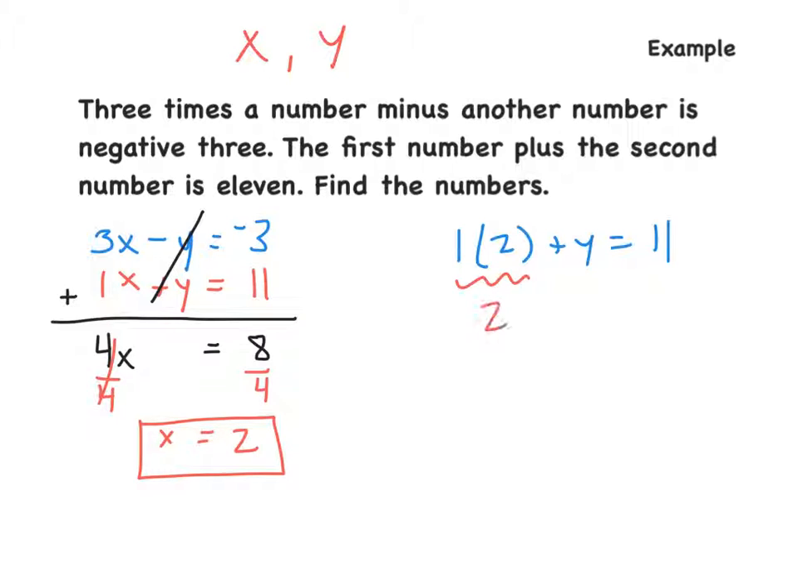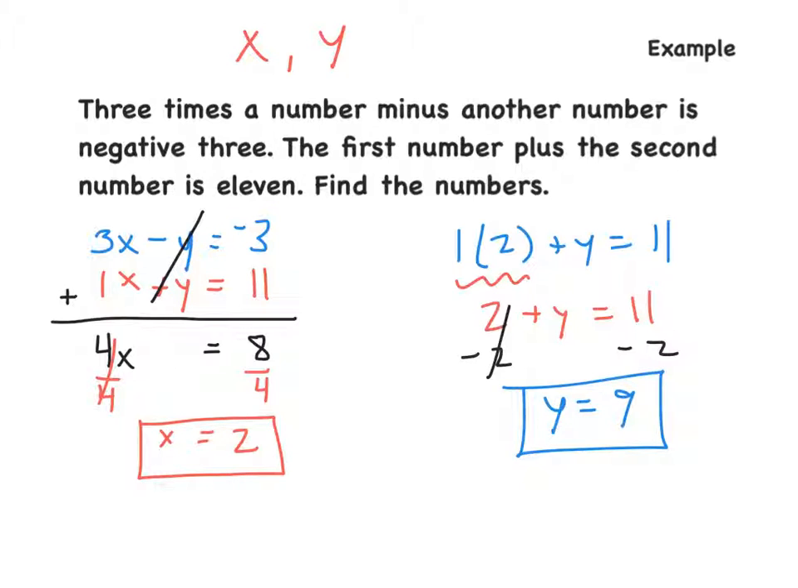Solve this through. 2 plus y is equal to 11. And minus 2 on both sides. Y is equal to 9. So there we go. X is equal to 2. Y is equal to 9.